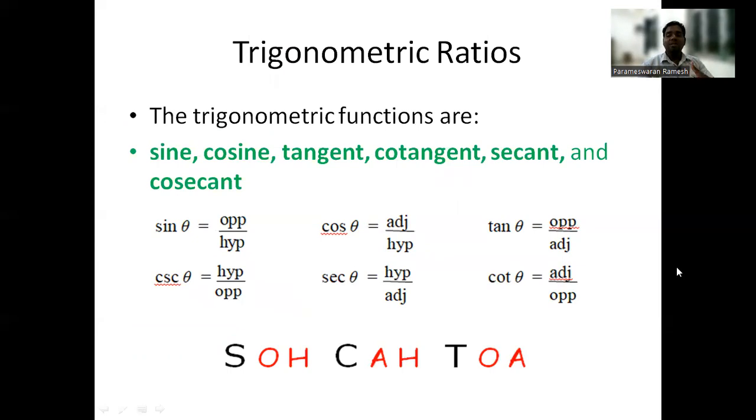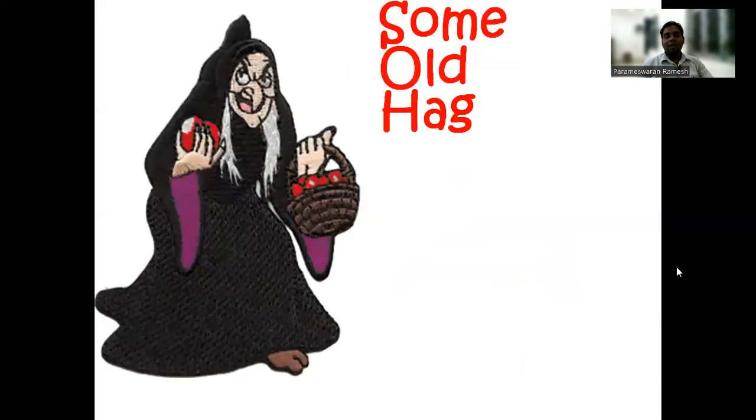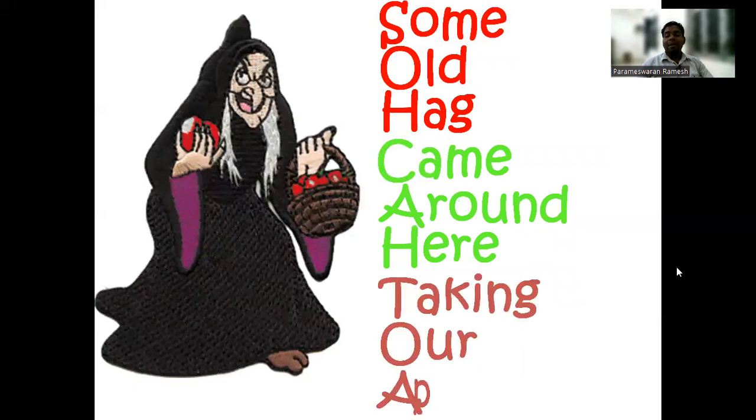With respect to the inverses, the inverse of sine theta is cosecant theta, which is hypotenuse by opposite side. The inverse of cos theta is secant theta, which is hypotenuse by adjacent. The inverse of tan theta is cot theta, adjacent side by opposite side. It can be remembered as "some old ant came around here taking our apples." First let us take the words SOH, CAH, and TOA. These are the representations, and for remembrance we say it like this.